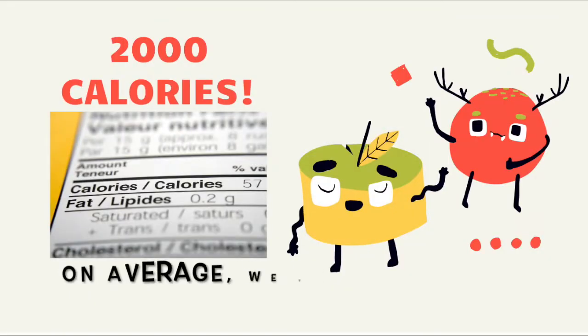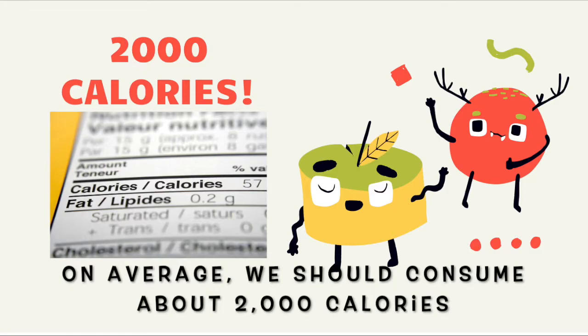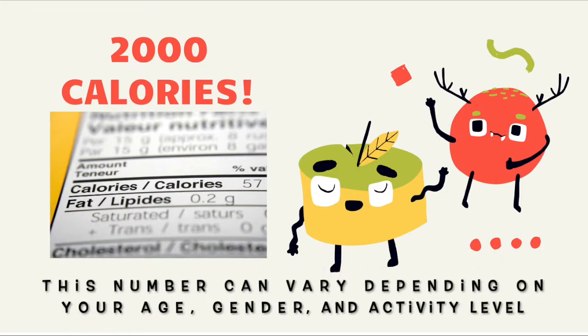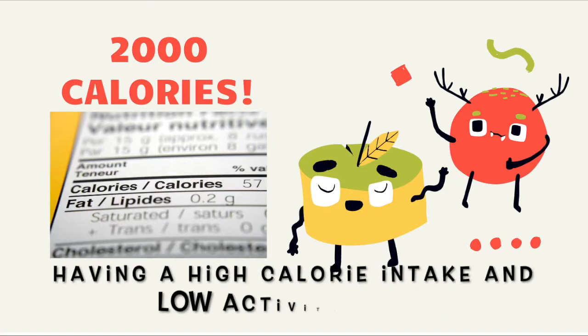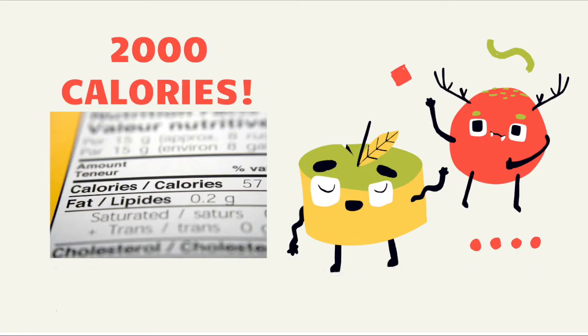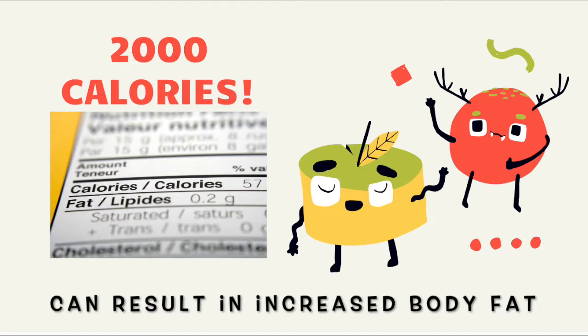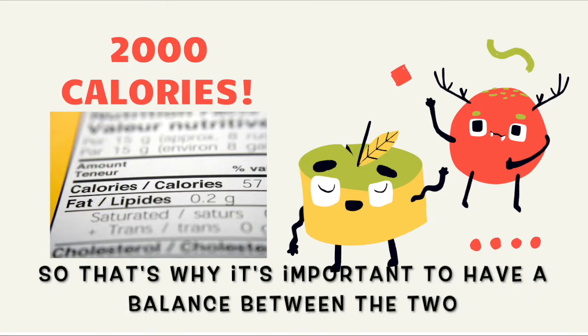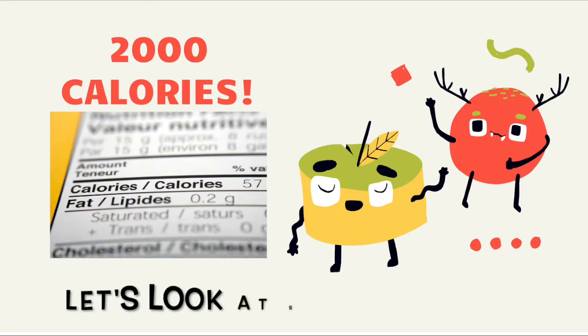On average, we should consume about 2,000 calories. This number can vary depending on your age, gender, and activity level. Having a high calorie intake and low activity level can result in increased body fat. So that's why it's important to have a balance between the two. Let's look at some examples.